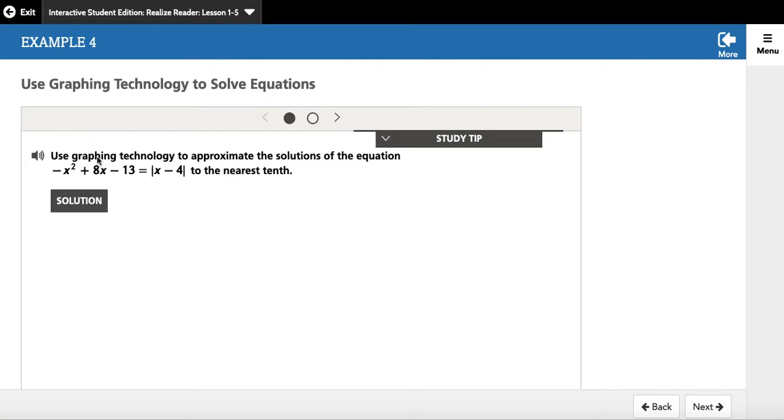Let's see what we have. Use graphing technology to approximate the solutions for the equation negative x squared plus 8x minus 13 equals the absolute value of x minus 4 to the nearest tenth. Let's see what we have.